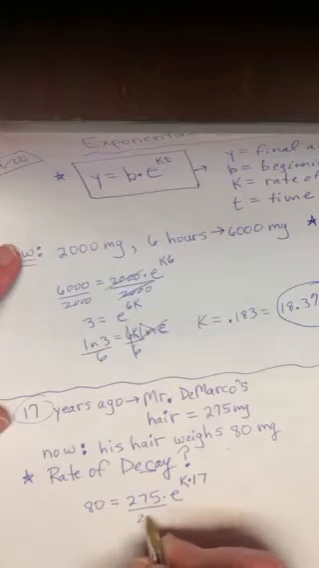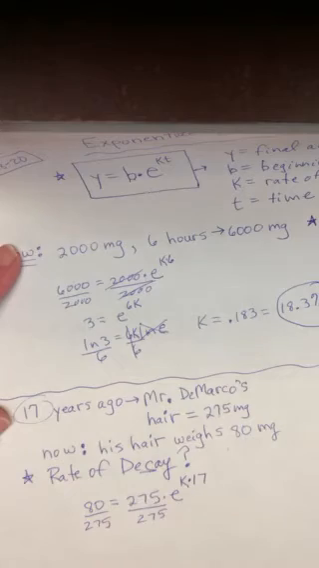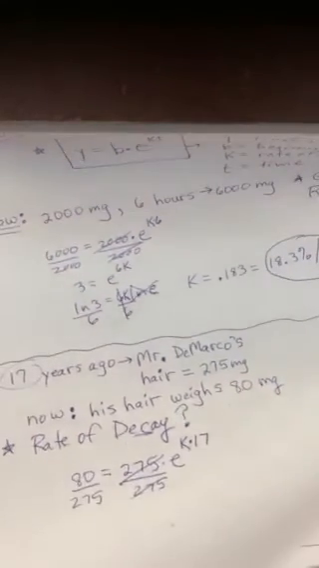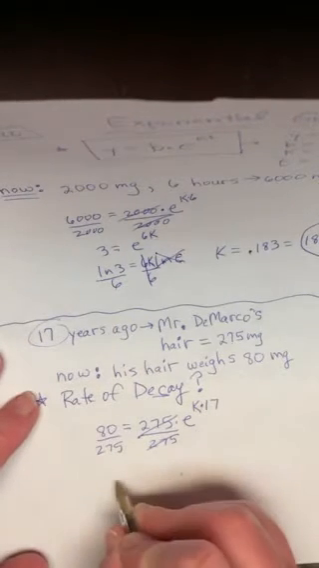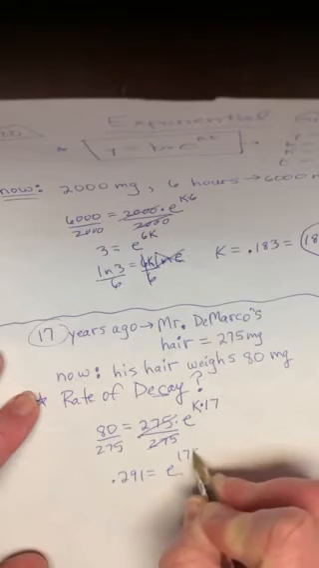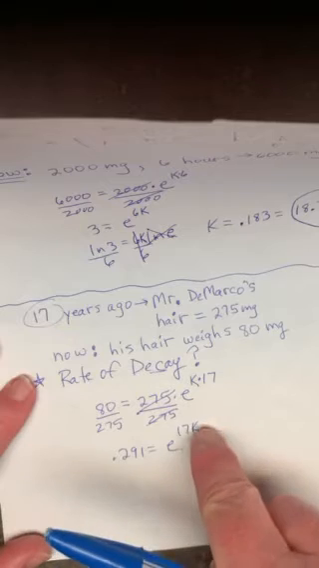You're dividing by that 275. Why not get rid of that number? It's not needed over here on the right side. Get rid of it. So I'm pushing on my calculator. Hold on a second. 80 divided by 275 and getting 0.291 equals e to the 17k. Agreed? Oh, I'm looking for a missing exponent again.